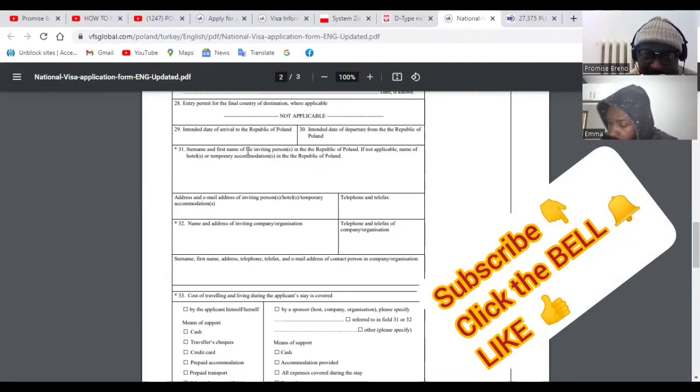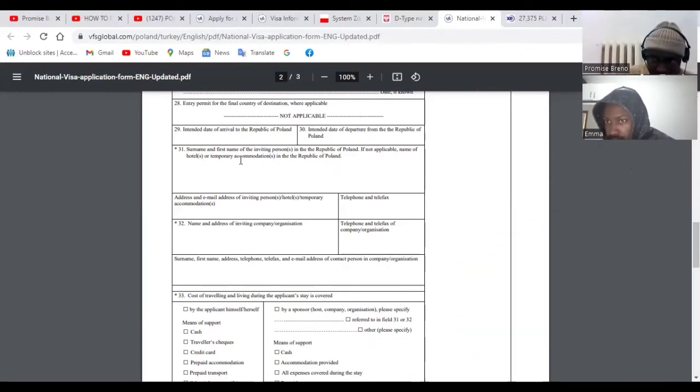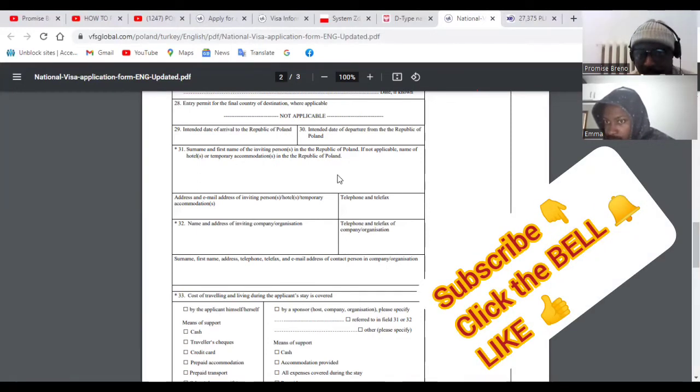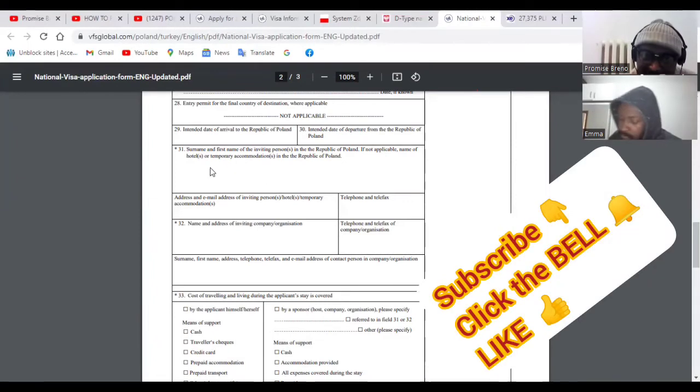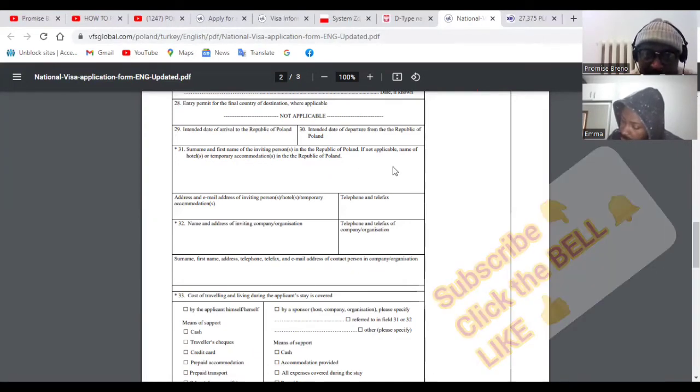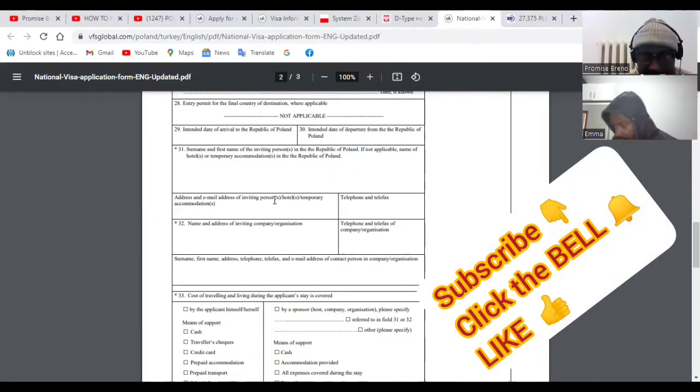Surname, first name of the inviting persons in the Republic of Poland, if not applicable, name of hotel. Since it is your employer that is inviting you, put the name of your employer here, your workplace. The name of the person, maybe your boss. Try to find out who your boss is. First name, surname and the first name of the inviting persons, and so on.